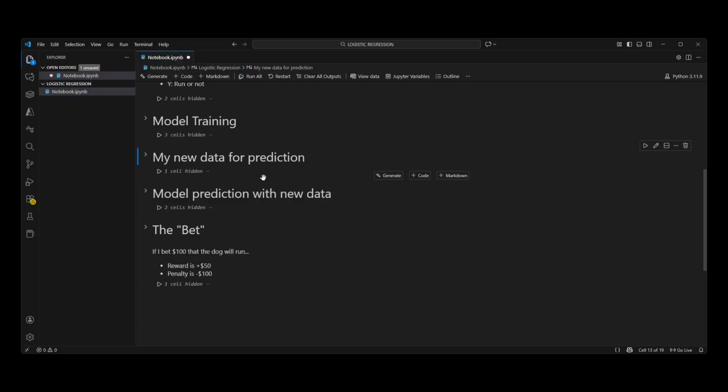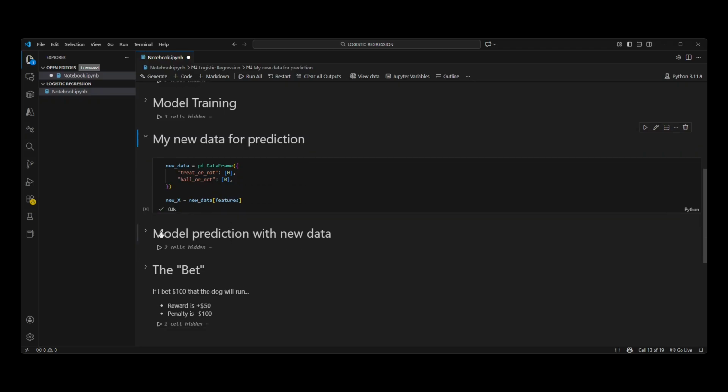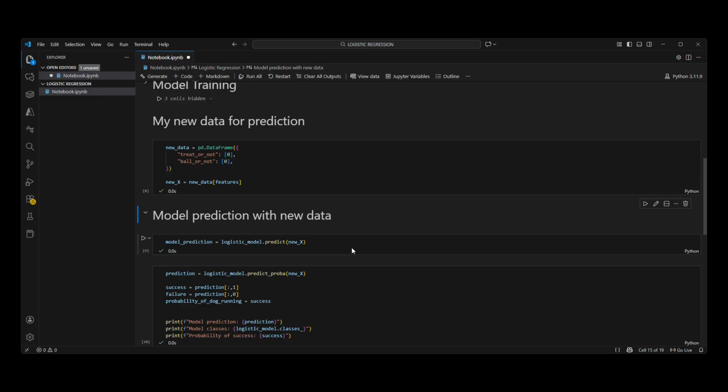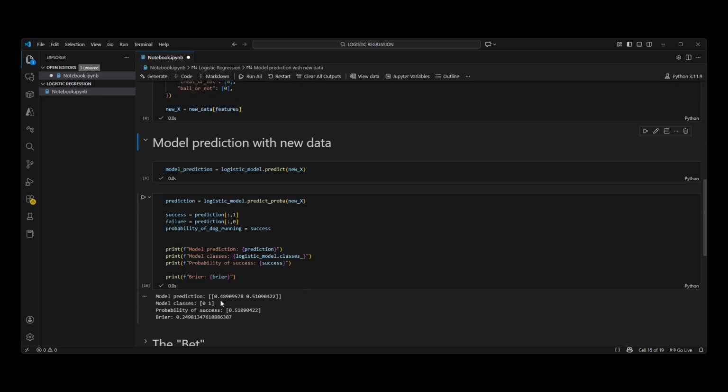Now we can use this model, and we're going to put some new data in to make a prediction. So if I don't give the dog a treat and I don't give the dog a ball or throw the ball, what prediction are we going to get? And the model prediction with this new data happens here. And what we see is there is a 48.9 percent chance of failure and a 51 percent chance of success if you multiply those by 100. So let's say 49 and 51 is basically what we get.